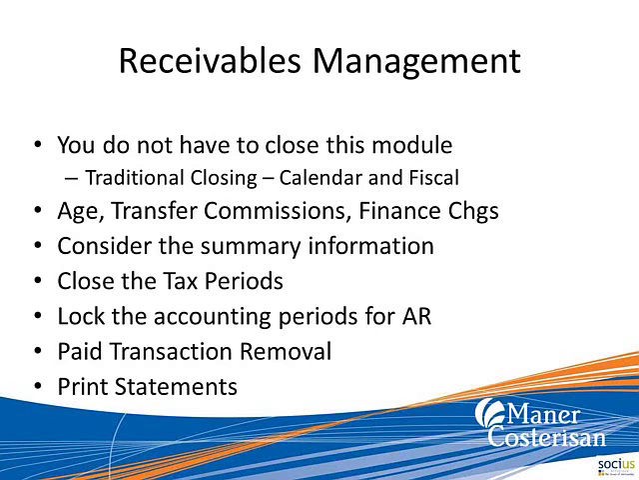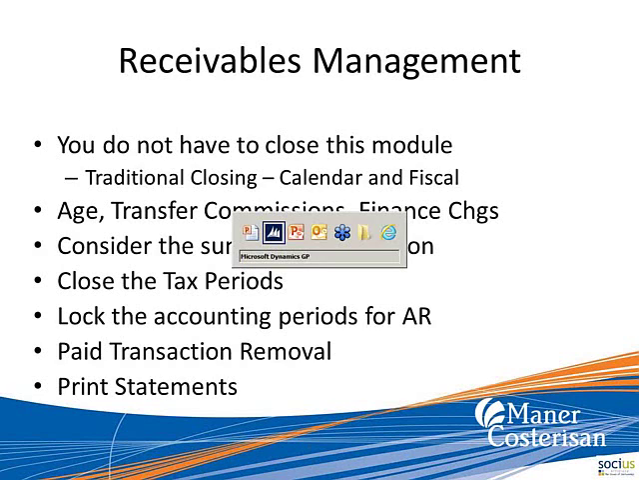All right, so in receivables, something that you should be doing is aging your receivable, transferring commissions if you are accounting for commissions, and also accounting for finance charges. Consider the summary information. That's where we were just at and looking at it under receivables. And then you also need to close the tax periods in the system.